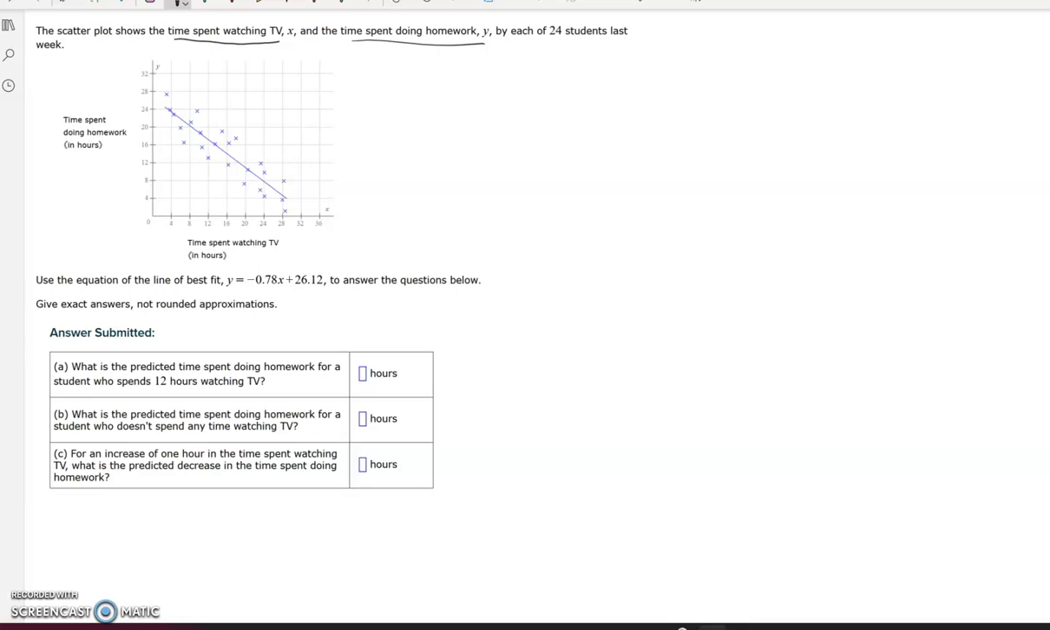So the line of best fit, the equation is given to us. It is y is equal to negative 0.78 x plus 26.12. First question, what is the predicted time doing homework for a student who spends 12 hours watching TV? X is the time on TV. So when X is 12, what is Y? Plus 26.12. And go to the calculator.